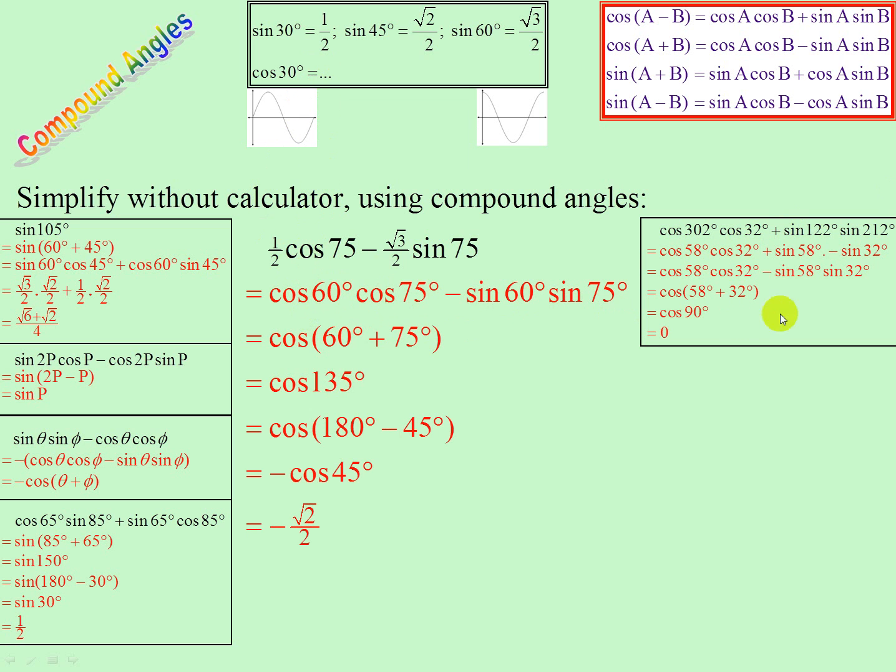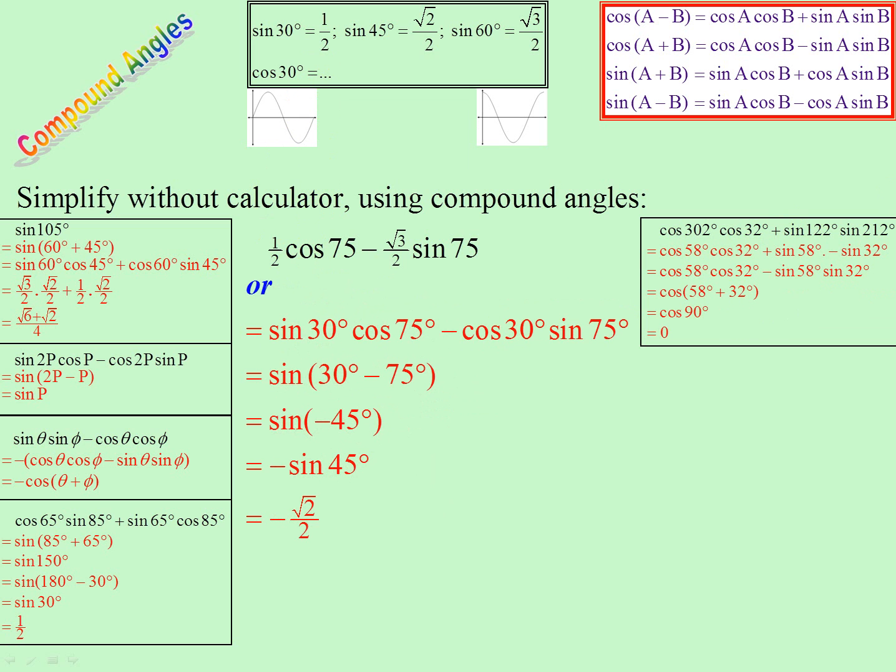Now you might say to me, well, why did you choose cos 60 and not sine of 30? It really doesn't matter. Here we go. Here's using sine of 30. Sine of 30, cos of 30. Same routine.